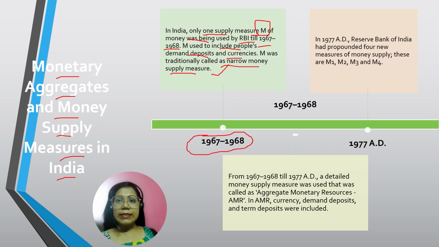Now from 1967-68 till 1977, a more detailed money supply measure was used, called aggregate monetary resources, or AMR. In AMR, currency, demand deposits and term deposits were included.